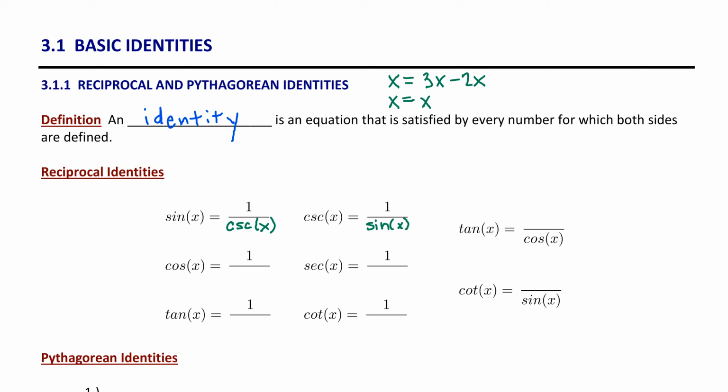Continuing, cosine of x is equal to 1 over secant of x, and secant of x is equal to 1 over cosine of x. Continuing, tangent of x is equal to 1 over cotangent of x, and cotangent of x is equal to 1 over tangent of x. Those are our basic reciprocal identities.